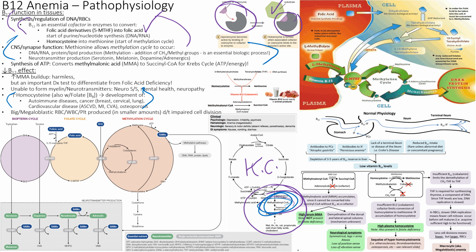So all these things result because we lack the DNA, RNA to make them, but also directly it's responsible for making serotonin, melatonin, dopamine, and other adrenergic things like norepinephrine. Okay, so we talked about the ATP things, right? It converts methylmalonic acid into succinyl-CoA. So that's one of the things it does to help this process, right? It helps to make energy. So without that, you have a buildup of bad things, right?